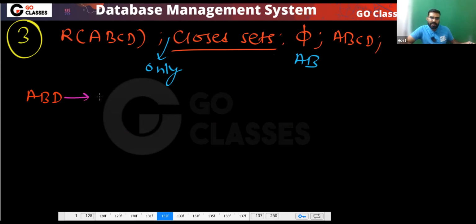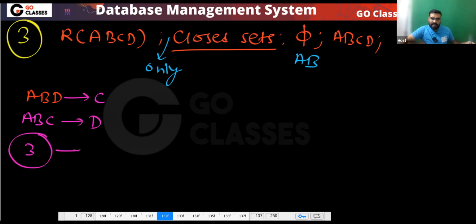So can I say ABD will determine C? It will determine something new, right? So it will determine C. What can you say about ABC? Will it determine D? Of course, because it is also not closed. So every three attributes will determine another attribute. Do you agree that if you have three attributes, then they will determine the remaining attribute? Very simple.